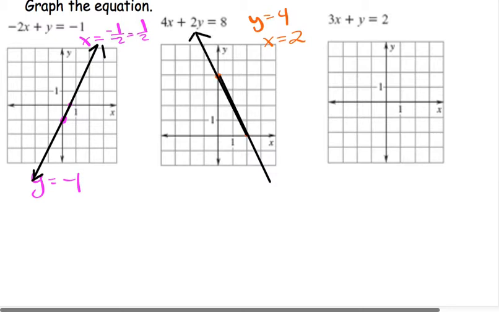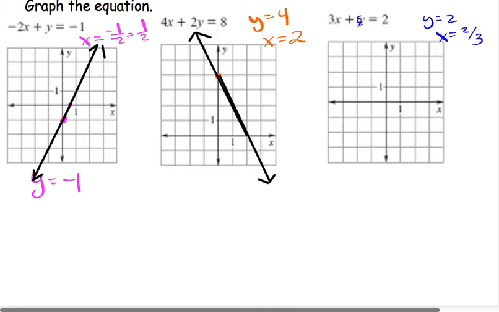It's pretty cool. The last one, if I cover my x, I see that y is 2. If I uncover the x, if I cover the y, divide by 3, x is 2/3.